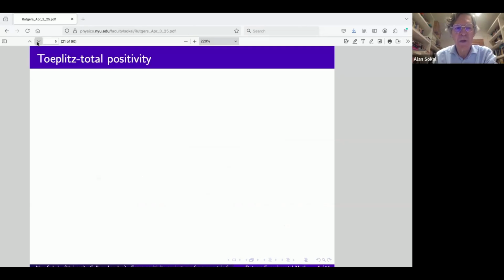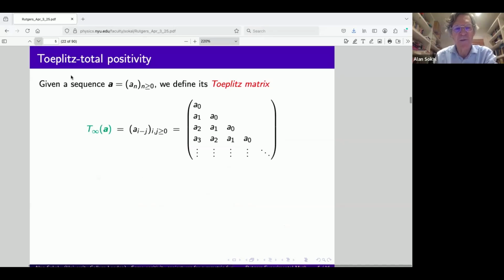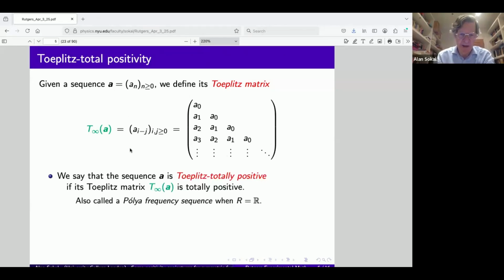Okay, so now let me talk about total positivity of a particular kind of matrices, namely Toeplitz matrices. So given a sequence in a partially ordered commutative ring, well, in any commutative ring, I can define its Toeplitz matrix. That's just the matrix of a sub i minus j. So it's the matrix that's constant on diagonals. And if this is a partially ordered commutative ring, I will say that the sequence is Toeplitz totally positive if its Toeplitz matrix is totally positive. That is, all of the subdeterminants of this Toeplitz matrix are non-negative.